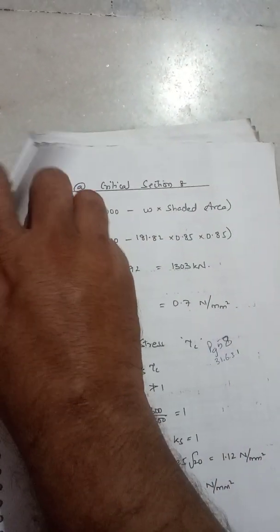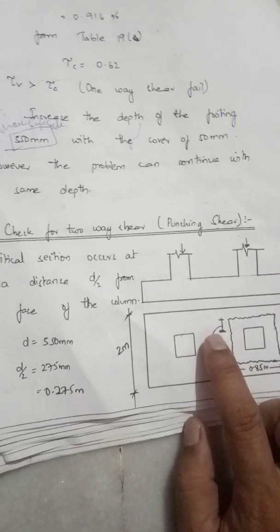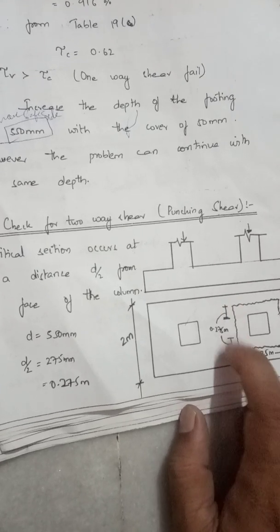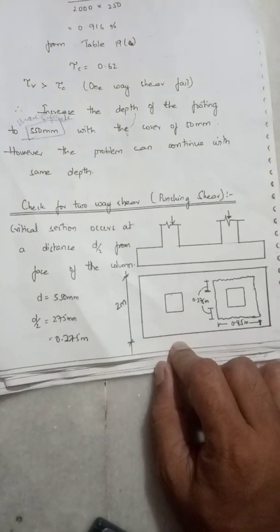The total is 0.85. How is it? So 275 plus 300 plus 275. That is 550 plus 300, the size of the column, 850, so 0.85 meter.